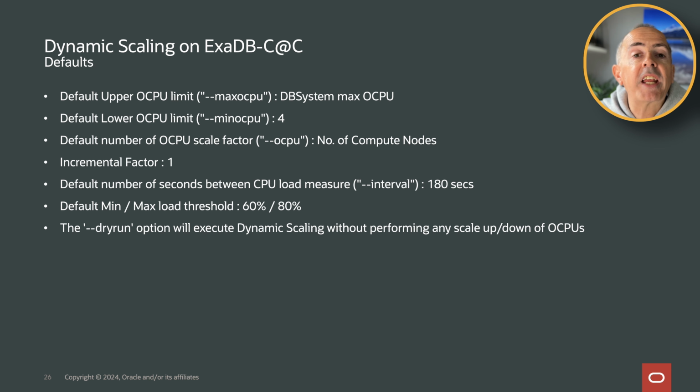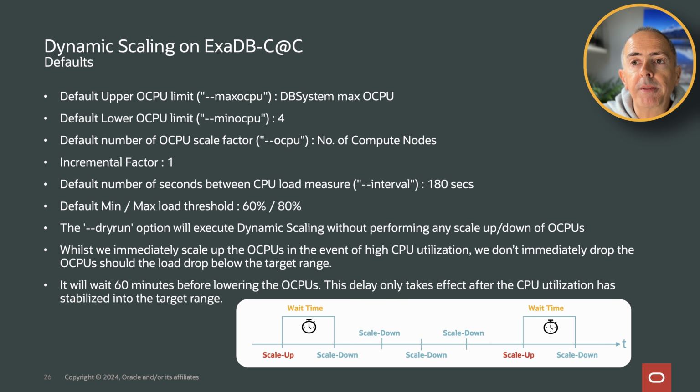So you can look at the messages just to make sure it's doing what you expect it to do. Now, whilst we immediately scale up the OCPUs in the event the workload increases, we don't immediately scale down the OCPU should it drop below the target range.